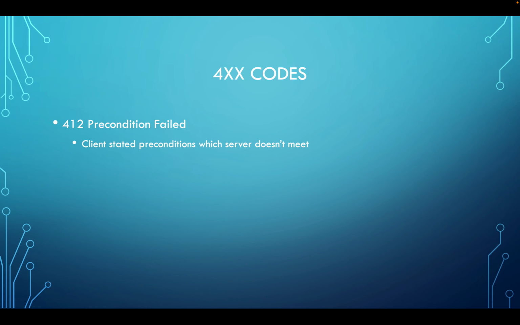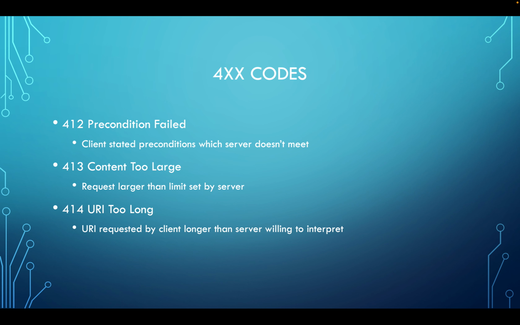And 412 is precondition failed, which means the client has stated several preconditions for fulfilling a request which the server doesn't meet. And 413 is content too large. Basically, the request is larger than the limit set by the server. 414, URI too long. URIs are basically things that help you access other things, like URLs and such. It is used if the requested URI is longer than the server wants to process.